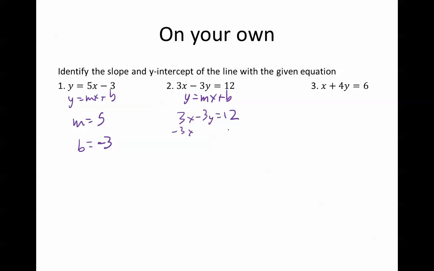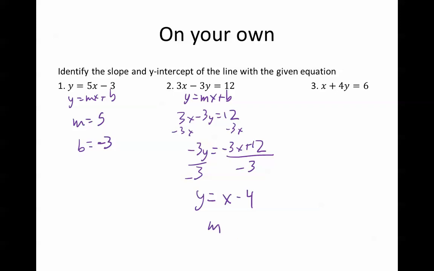I'm going to subtract 3x from both sides, and I'm going to get -3y equals -3x plus 12. Notice that I decided to just put the -3x in front this time. Then I'm going to divide everything by -3, and I'm going to get y equals -3 divided by -3, which is x, just 1, right? And then 12 divided by -3, which is -4.